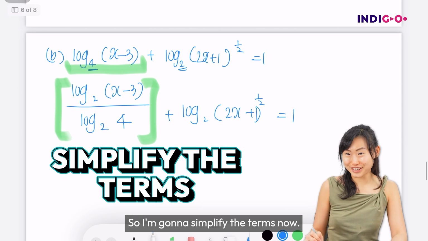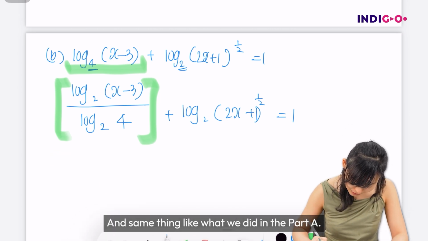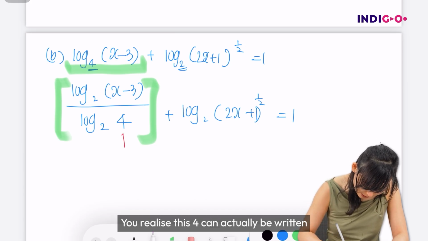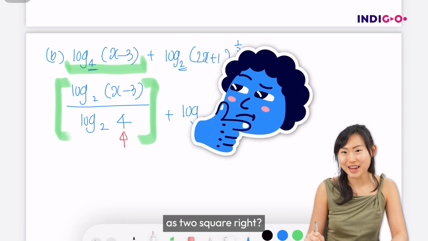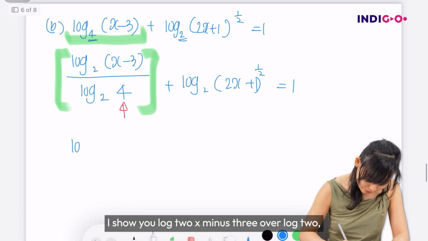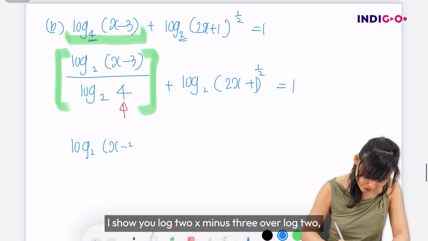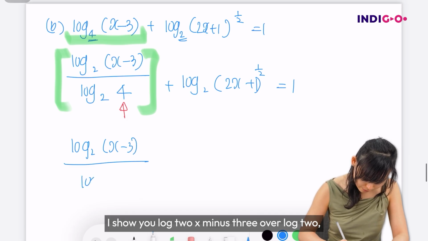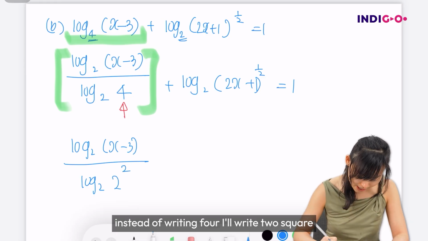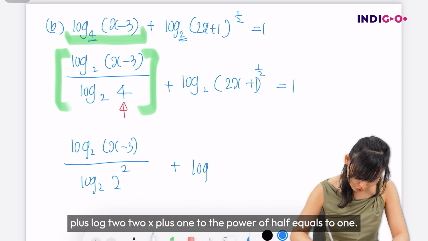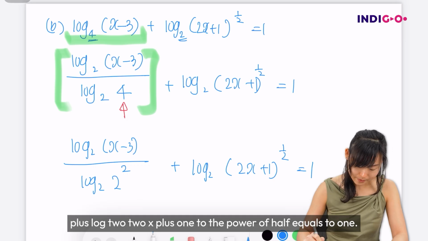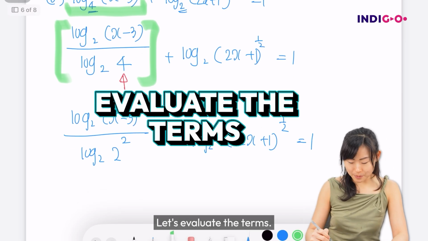So I'm going to simplify the terms now, and same thing like what we did in part A, you realize this 4 can actually be written as 2 squared, right? So I'm going to do the same thing here. I'll show you. Log base 2 of (x minus 3) over log base 2 of, instead of writing 4, I'll write 2 squared, plus log base 2 of (2x plus 1) to the power of half equals 1. Let's evaluate the terms.